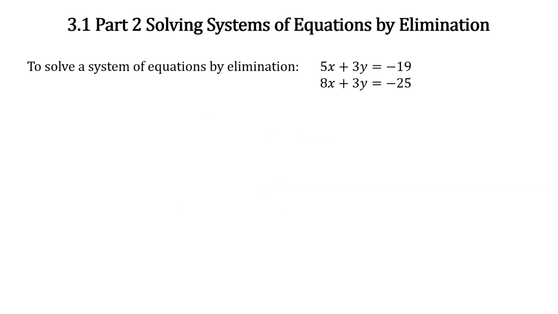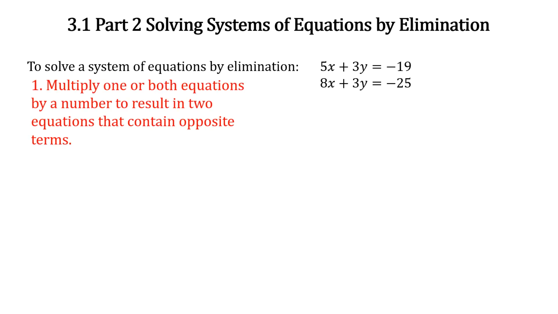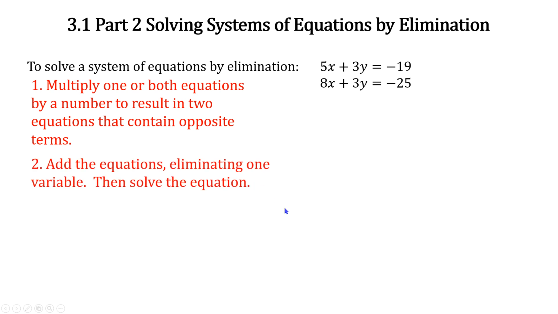Okay, to solve a system of equations by elimination, first you multiply one or both equations by a number to result in two equations that contain opposite terms. We'll see what that means in a minute. Add the equations, eliminating one variable, then solve the equation. Once you do this, it's basically just like substitution.